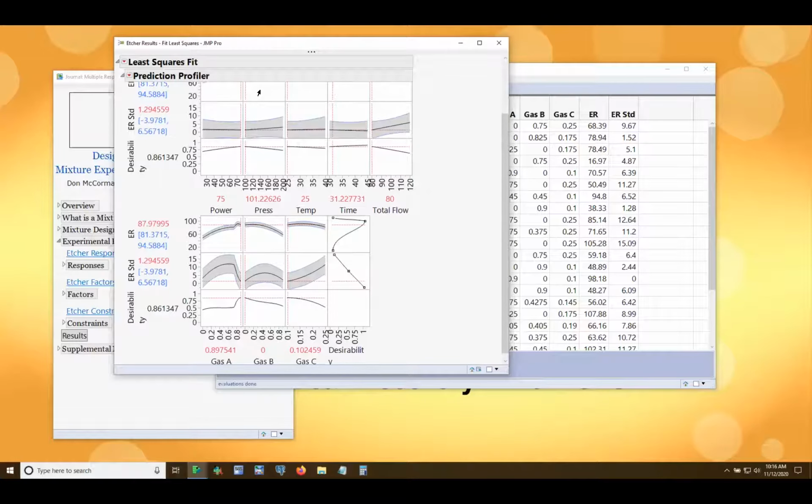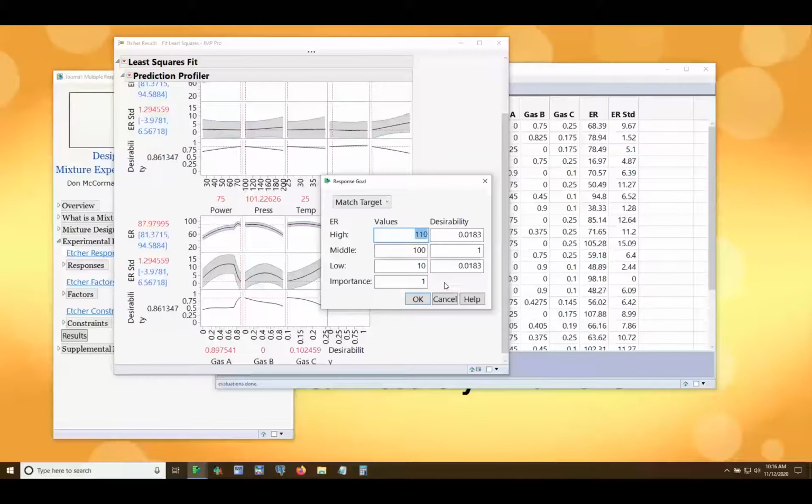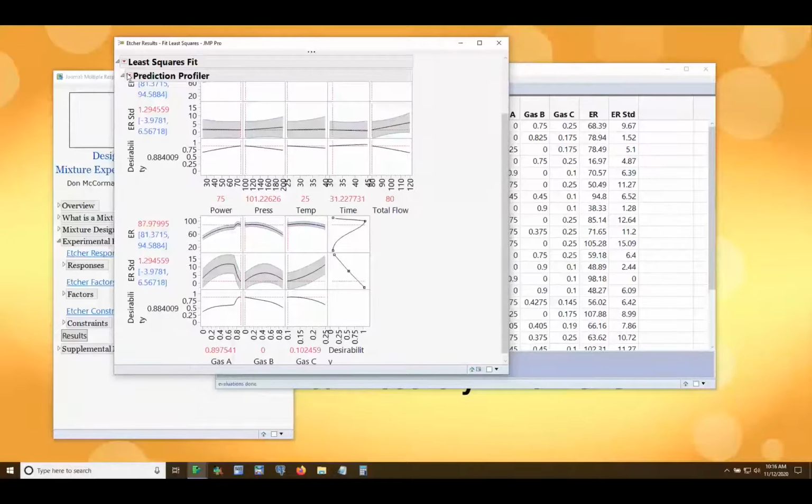I am not getting the absolute lowest in terms of my etch rate standard deviation. It looks good. I am not hitting that target exactly, but I'm coming close. So that might be sufficient. If not, if I were to control click, I can set my importance to a different value. By default, both my etch rate and etch rate standard deviation are set to an importance of 1. If I want to make this twice as important, I could do that and then re-optimize.